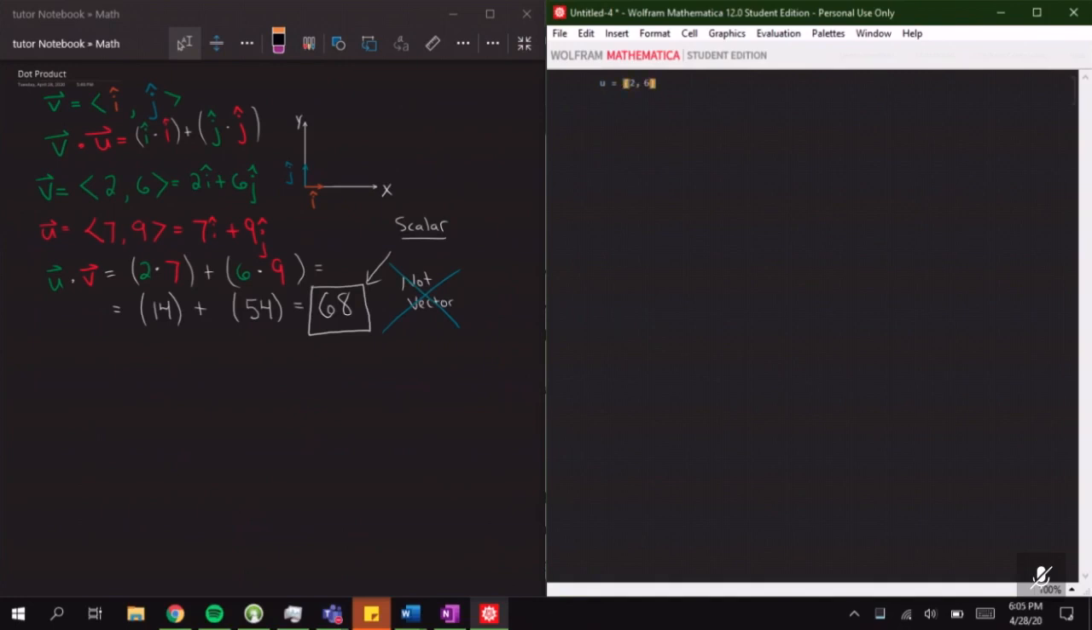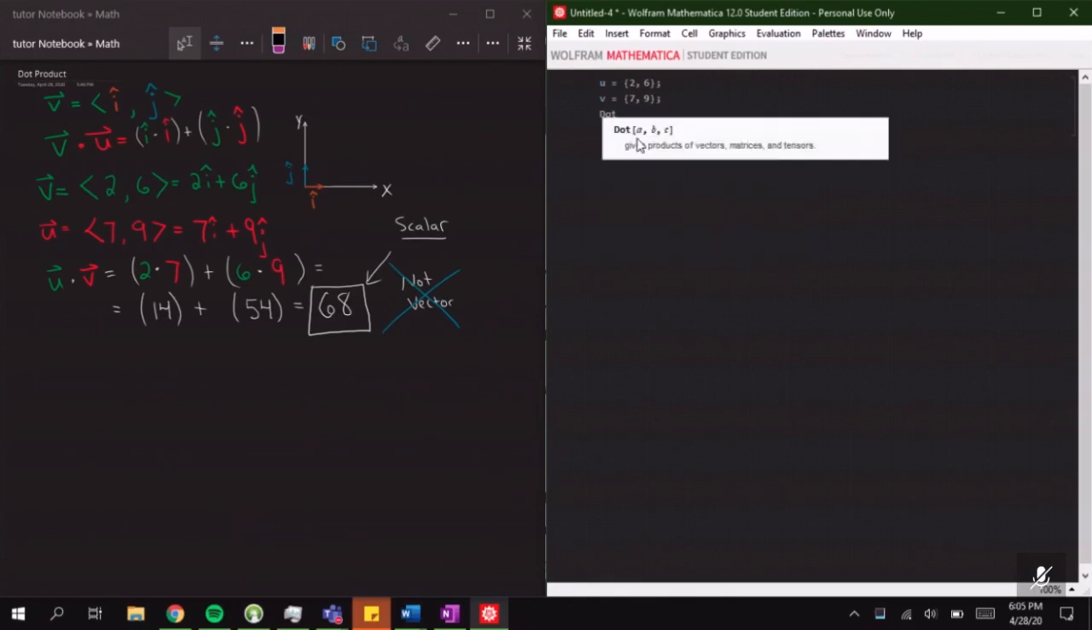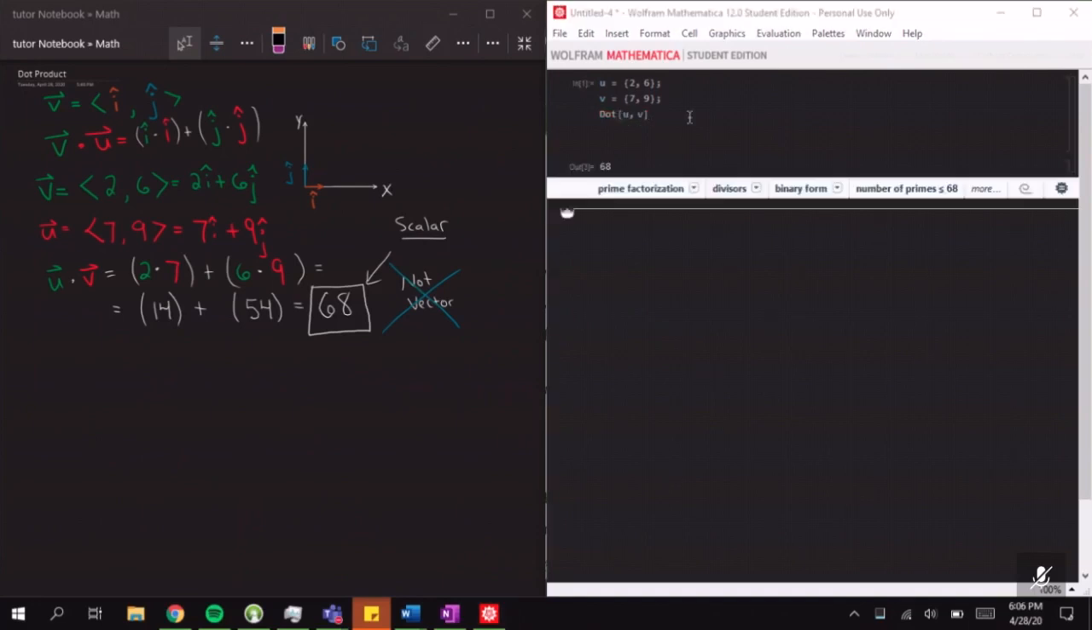So here we have an application of the dot product in Mathematica to check our work. We create the vectors using curly brackets, and I used the dot operator, which accepts two vectors as its input and finds the dot product of them.